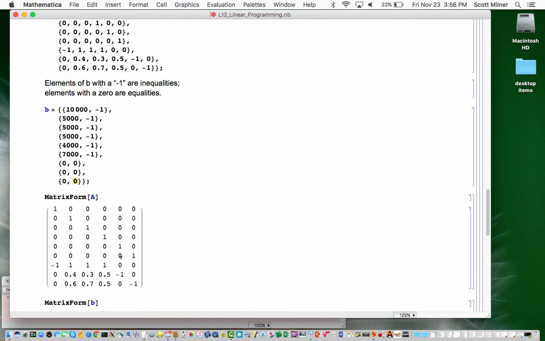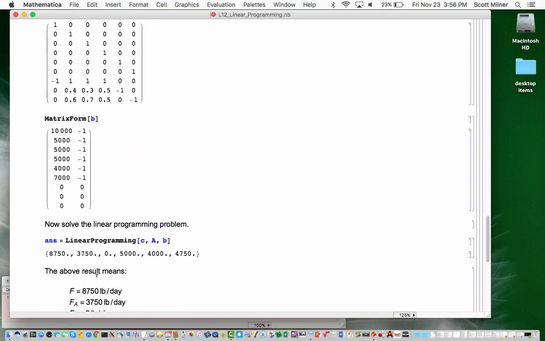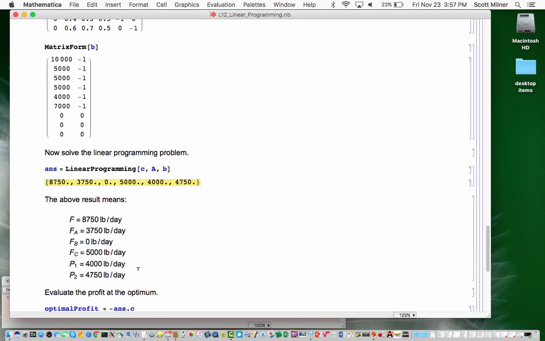So here's the matrix all written out pretty, and here's the matrix form of B. Solving the problem, once you have these three things, is just typing in linear programming vector C for the cost function, matrix A, list B for the right-hand sides, and asking for the answer. And then it tells you the values. And those values are the values of F, FA, FB, FC, P1, and P2 in the units of the problem.